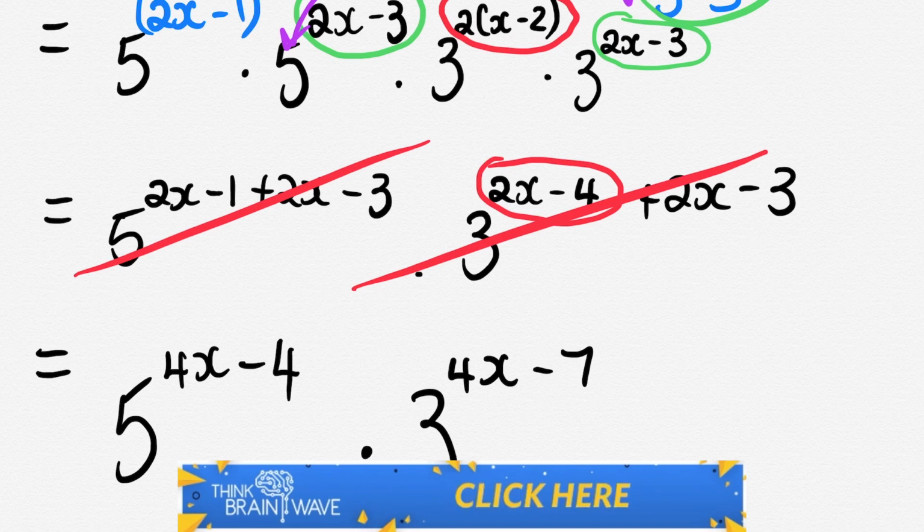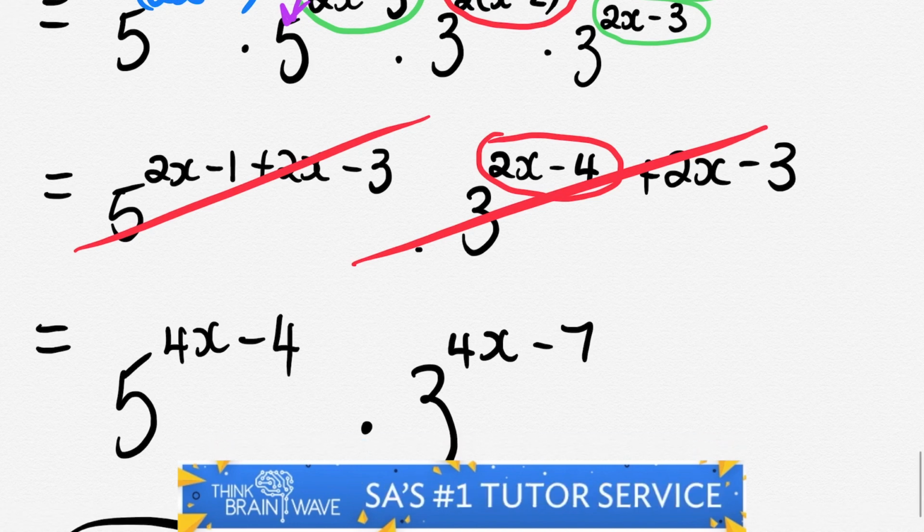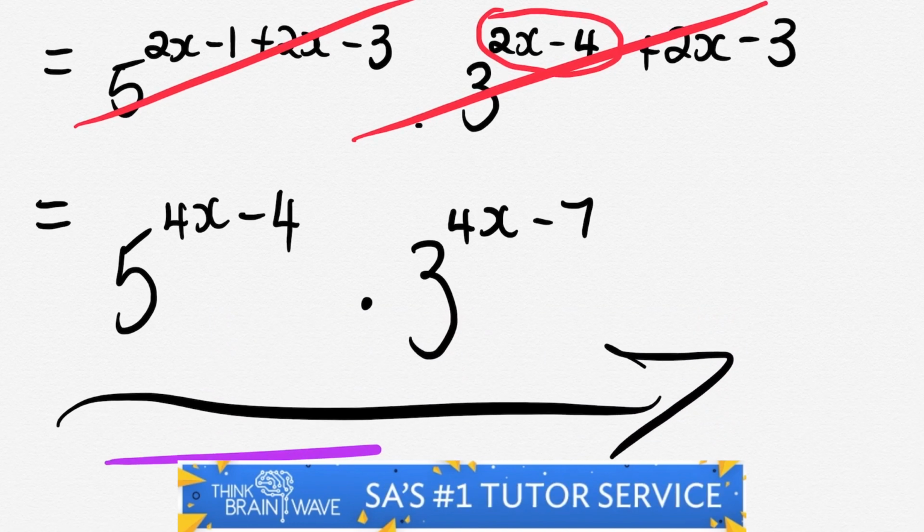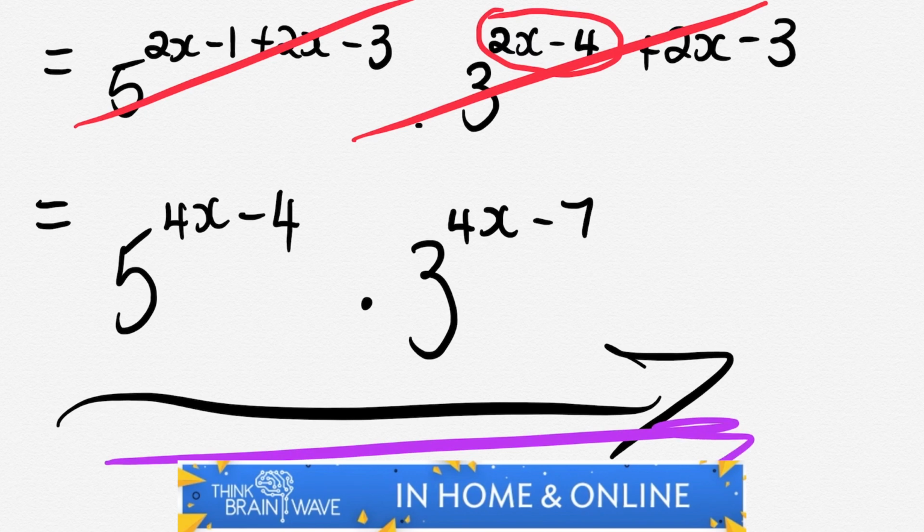Right, so now we've got 5 to the 2x. With the rest of the exponents, we say 2x plus 2x is 4x, minus 1 minus 3 is minus 4. We do our 3 now. We do 2x plus 2x is 4x, minus 4 minus 3 is minus 7. Easy game.